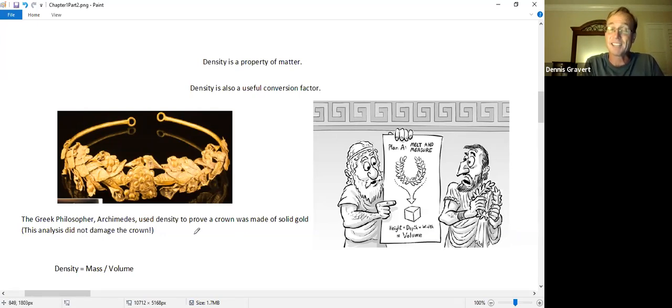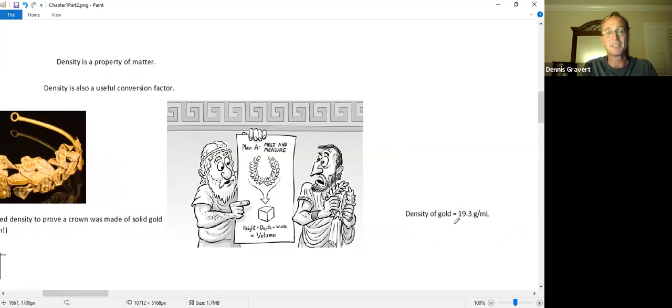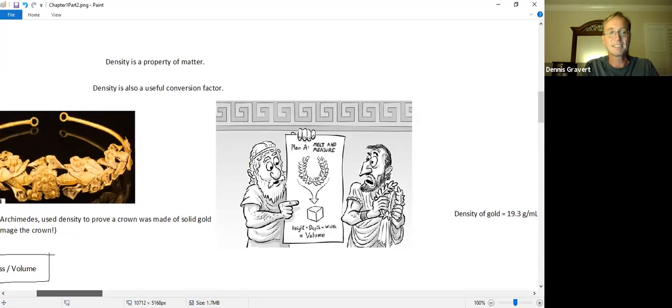No, if you measure the density, and there's a neat little trick, you can do that without destroying or damaging this at all. You can dip it in water and see how much water is displaced. That will tell you the volume. You can weigh it to get the mass, and the density is defined to be mass divided by volume. You can measure it, and if you get a measurement that's close to the known measurement of the density of gold, 19.3 grams per milliliter, then that's good evidence that the crown is made of pure gold. Neat.